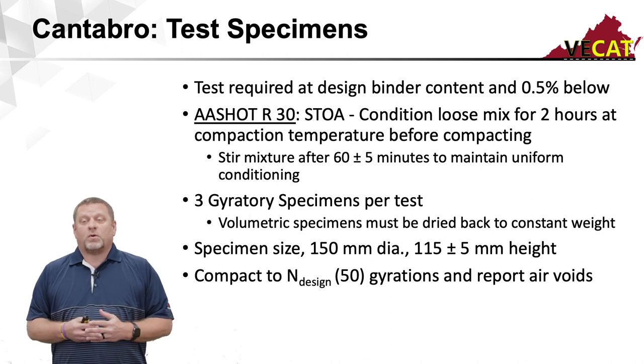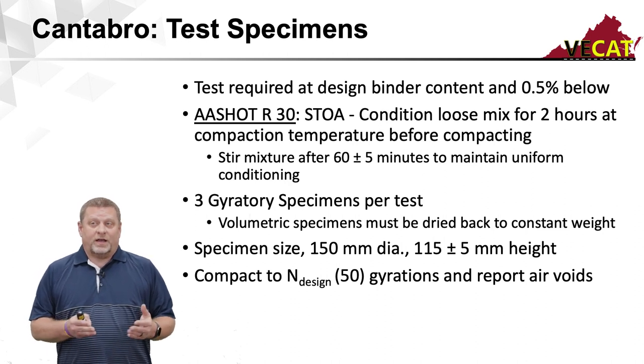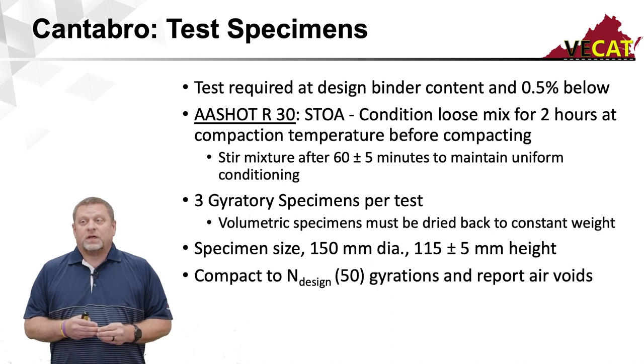AASHTO R30 requires short-term oven aging. You condition a loose mix for 2 hours at compaction temperature before compacting. Again, stir the mix in 60-minute increments. For this test, each test requires the average of 3 gyratory pills.